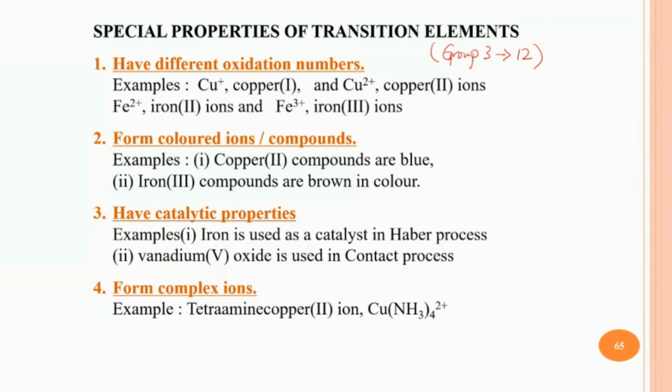So first special property, they have different oxidation numbers. For example, copper: copper 1, copper 2. This one positive 1, this one positive 2. Iron 2, then iron 3. So their oxidation number is different. Number 2, they can form colored ions or colored compounds. For example, copper 2 is colored. Iron 3 is brown. Iron 2 is green, for example.